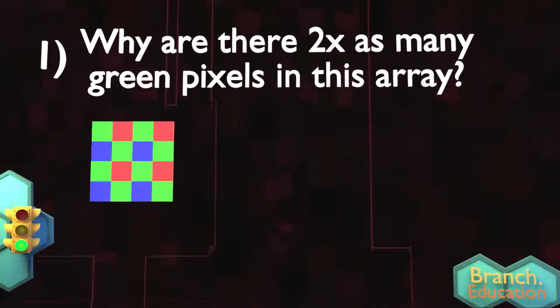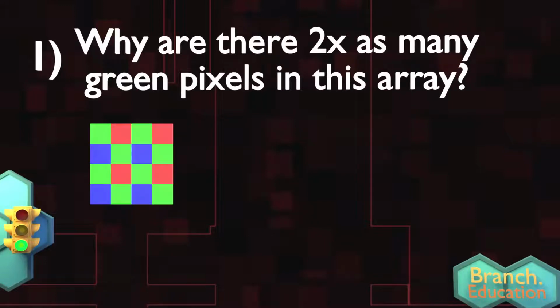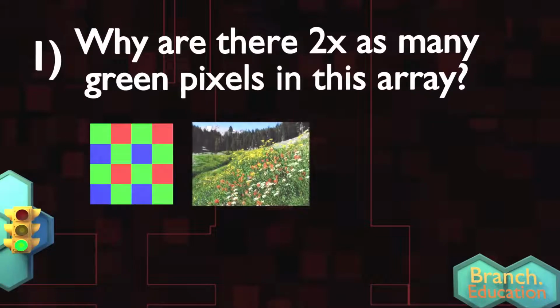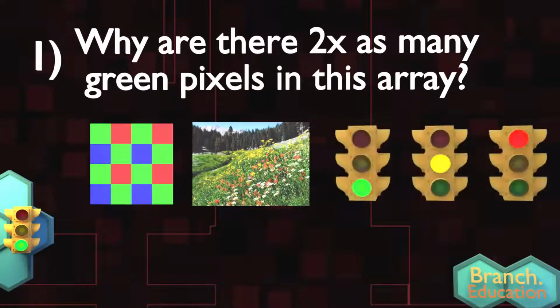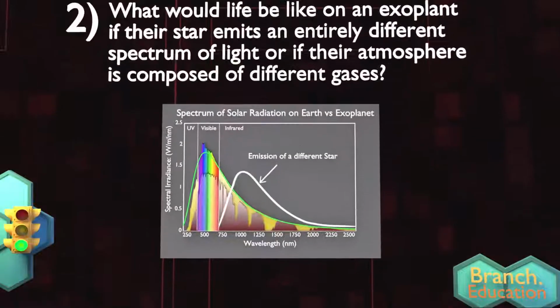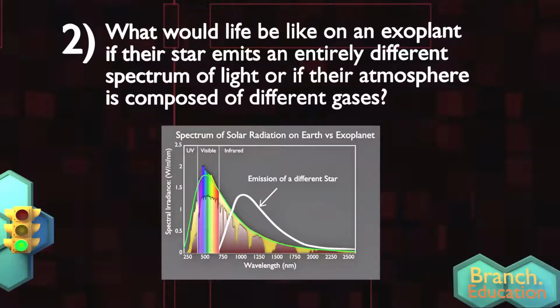So now we will leave you with a final question. Why are there 2 times as many green color photocells in this pixel array? Perhaps it is related to why plants are green, or perhaps why at a stoplight the green light looks a lot brighter than the yellow and red lights. Furthermore, what would life be like on an exoplanet if their star emits an entirely different spectrum of light, or if their atmosphere is composed of different gases?